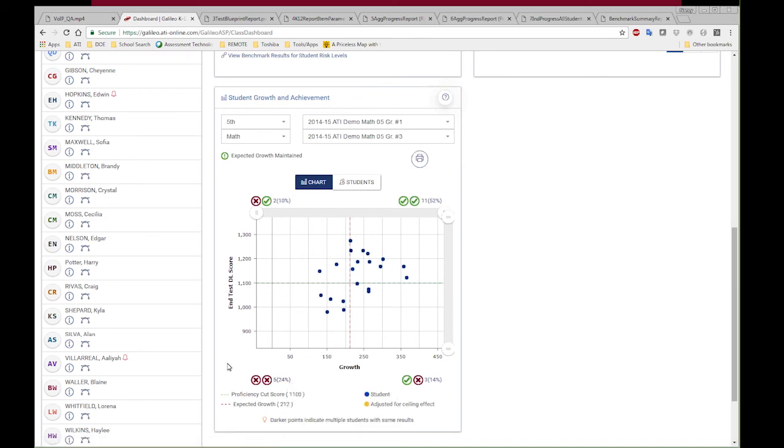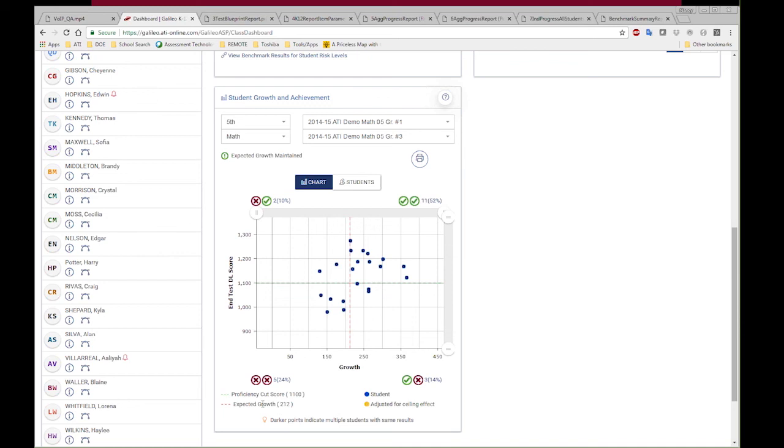Looking at this particular report, you can see that the proficiency cut score was 1100, and that's indicated by this green line here going across. The vertical red dashed line shows the expected growth. For fifth grade math, the expected growth was 212 points. Every grade, every subject has a different expected growth for any given time period.